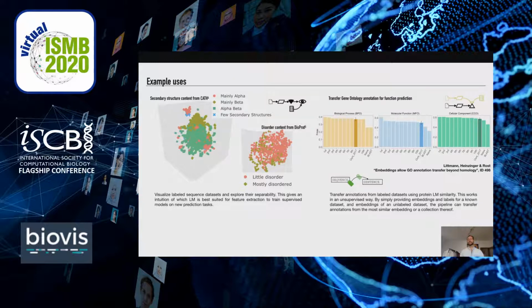Another example is the transfer of annotations from a labeled data source to sequences which you are currently analyzing. And in this particular case, it's using embeddings to transfer GO annotations from SwissProt onto an unlabeled dataset. And for this particular example, I invite you to listen to the talks by my colleagues who are also presenting at ISMB this year, Maria Littmann and Michael Heinzinger, for which you find the title here.